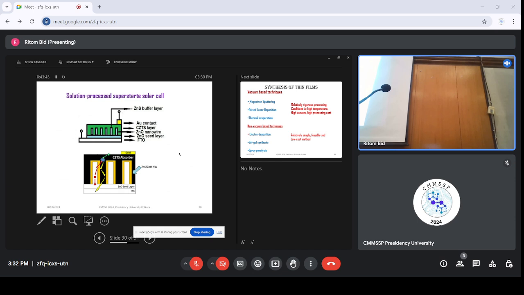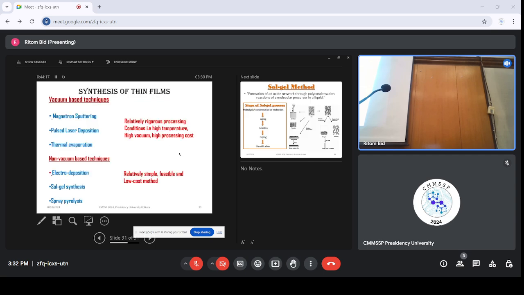We tried to develop a superstrate solar cell using zinc oxide nanowires and a CZTS heterojunction with a buffer layer, that is zinc sulfide. The buffer layer tries to improve the junction quality. It has some roles in the device fabrication; it reduces the interface defects. And in the case of zinc oxide nanowires, the electron can be transported easily along the axis of the nanowire, so that you can get more current here.